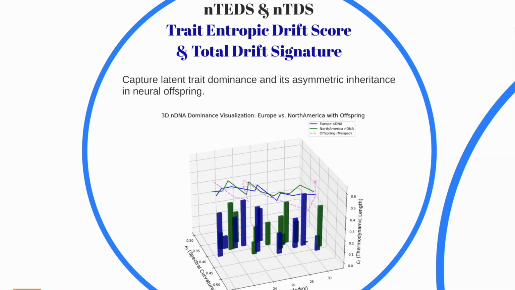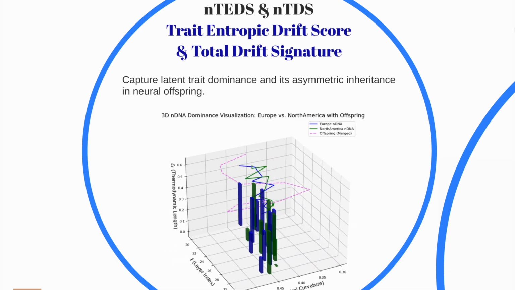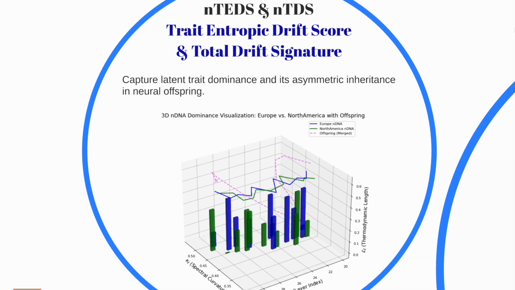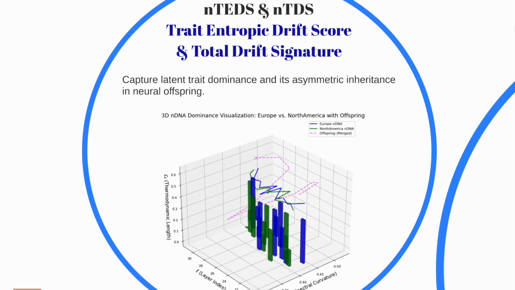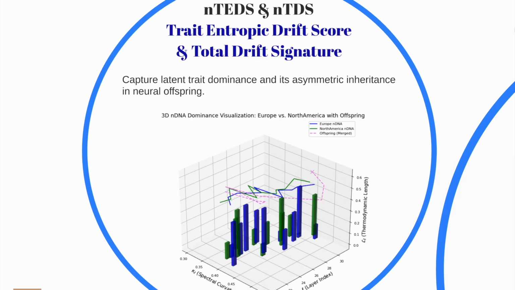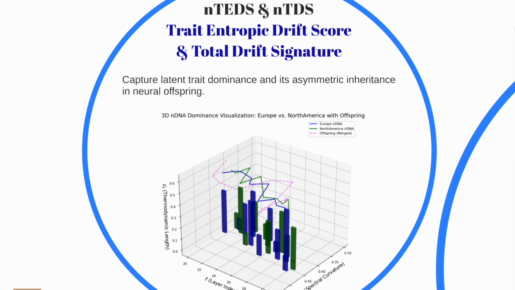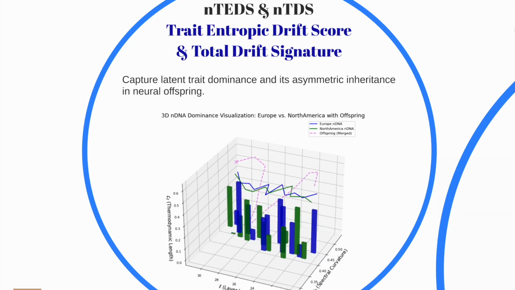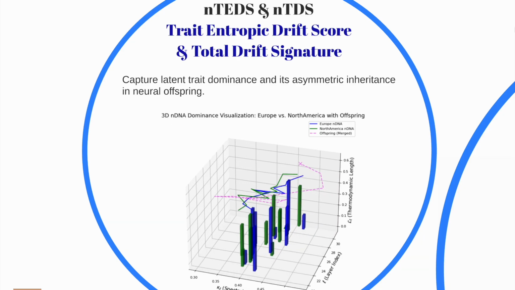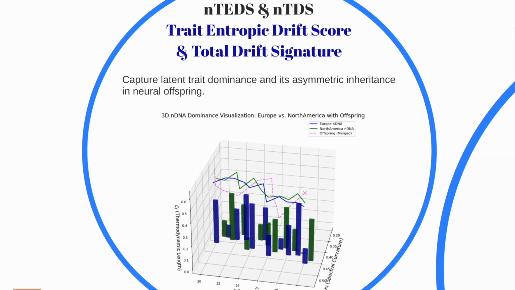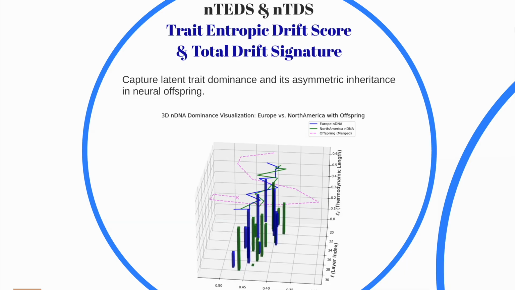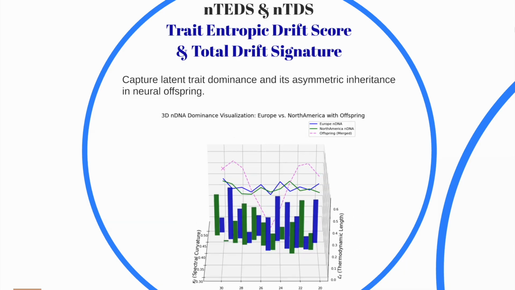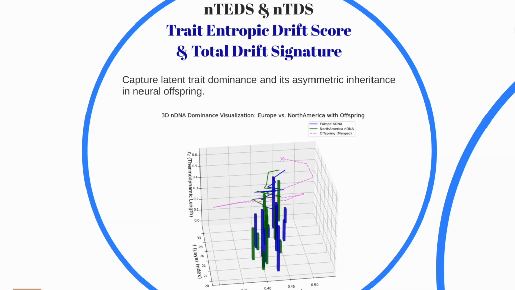How to read the 3D figure? Axes: layer index by depth, kappa, spectral curvature along the floor, and thermodynamic length vertically. Bars: blue bars mark Europe dominant moments, green bars mark North America dominant moments. Bar height is the magnitude of dominance, entropy weighted. Dashed magenta curve: the offspring's nDNA path threading through the dominance field. What stands out in this example?